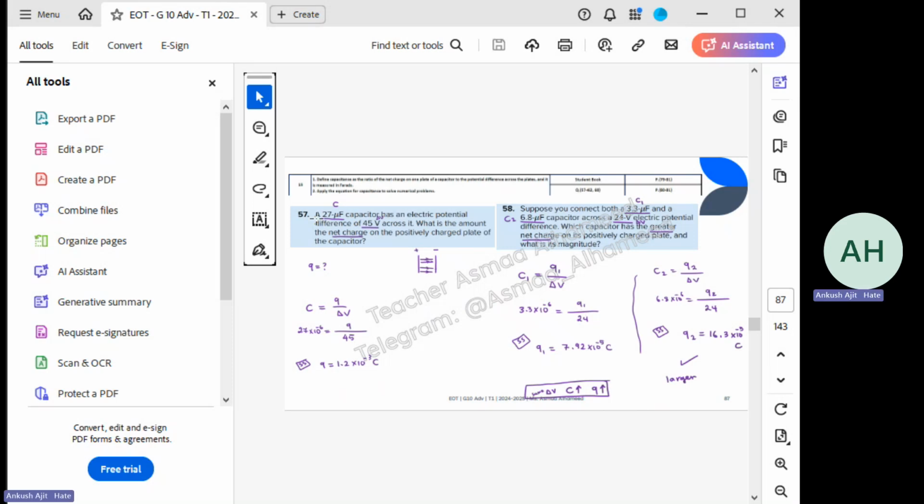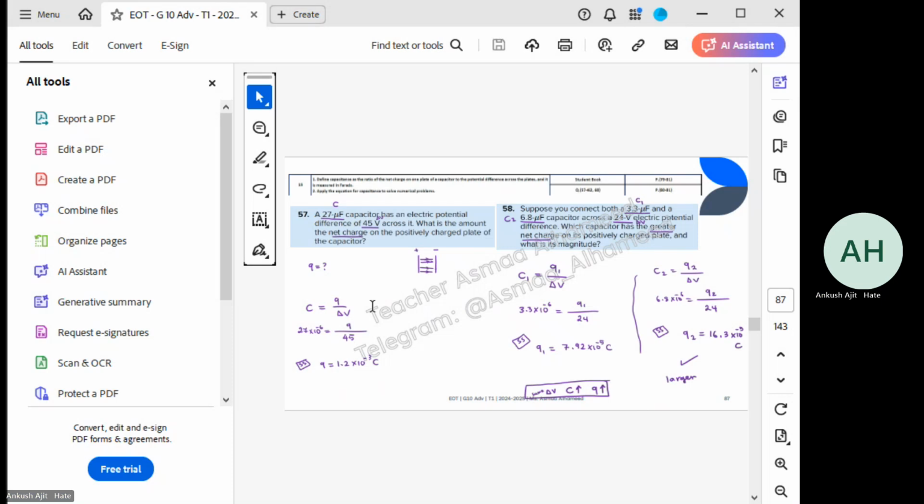Here there's a catch: 27 microfarad. Microfarad is there. From microfarad, you will make it 10 raised to minus 6. Okay, so 27, you have to make it 27 into 10 raised to minus 6. Guys, remember this, okay? If you have microfarad, you cannot use microfarad. You'll get it wrong. The answer will be wrong. You have to convert it into farad. You cannot work with microfarad, right?